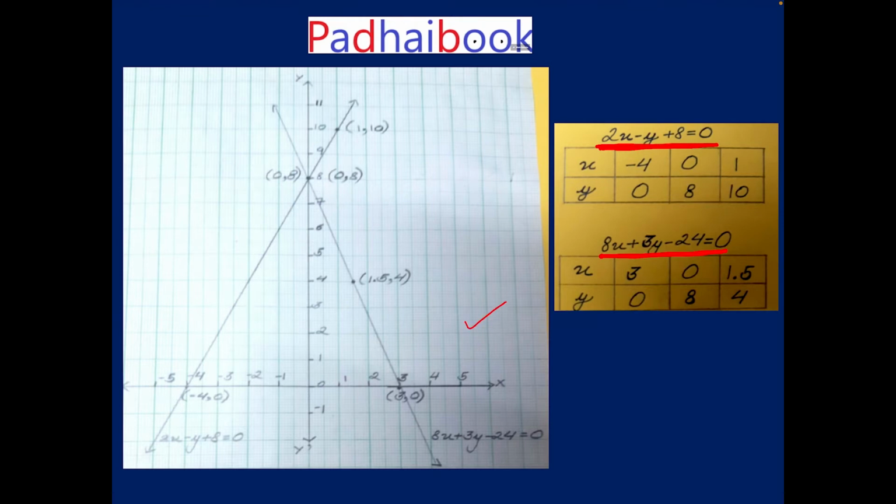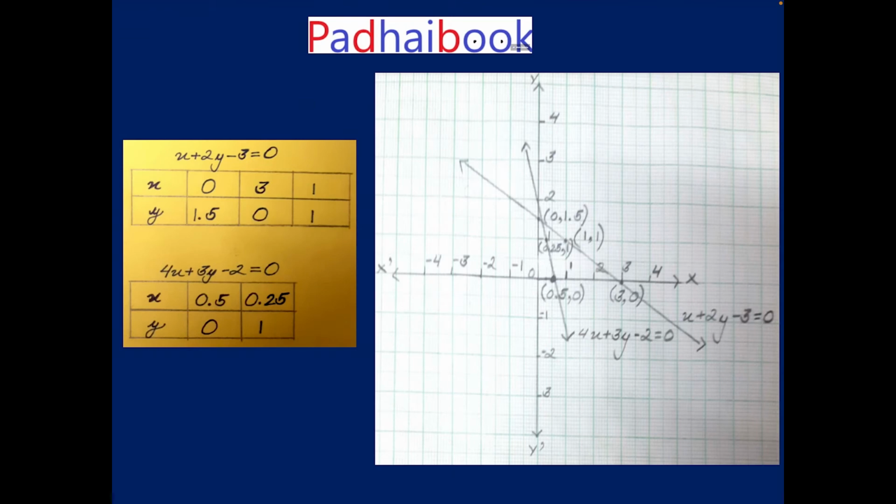Now let's observe the graph. The two lines are intersecting at a point. We can very well see that the two lines are intersecting at the point (0, 8). Now if we see the second graph, here we have the graph. We have drawn the equation. First we have made the table and then we have drawn the graph, and here also we can see that the two lines are intersecting at a point, right?